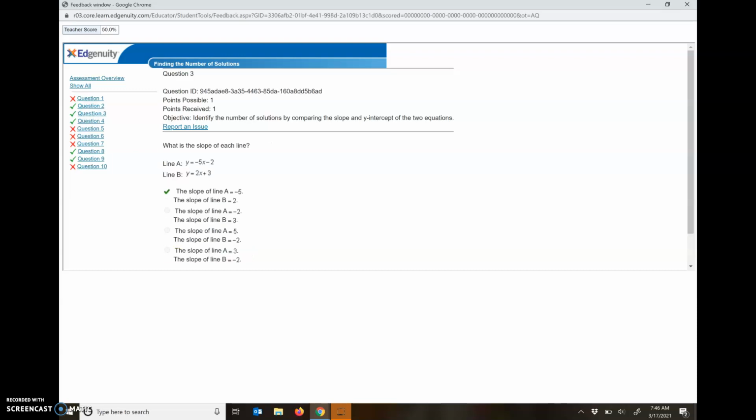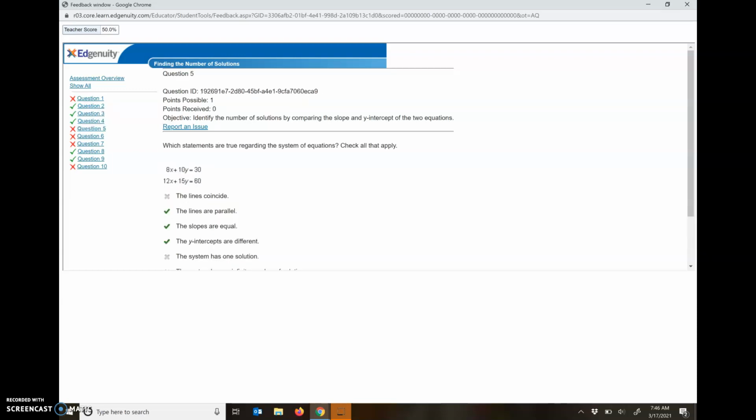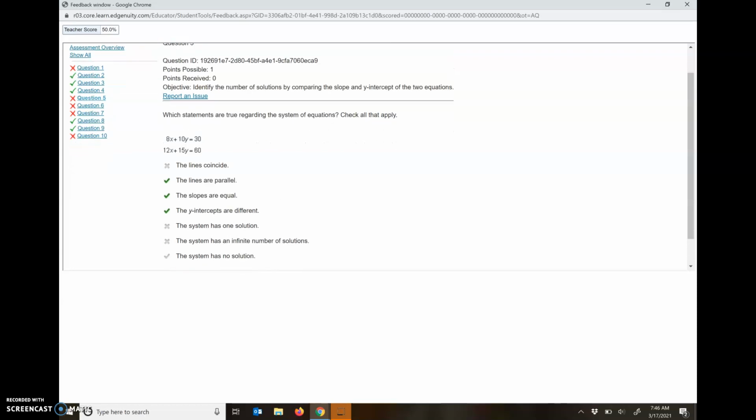And then you had another one that asked. Here we go. So this one, 8x, 12x, 10y, 15y, 30, and 60, you might be thinking it's one solution there. But really, if I multiply this top line by 1.5, 8 times 1.5 is 12x. 10 times 1.5 is 15.